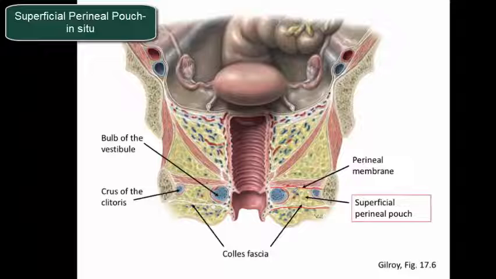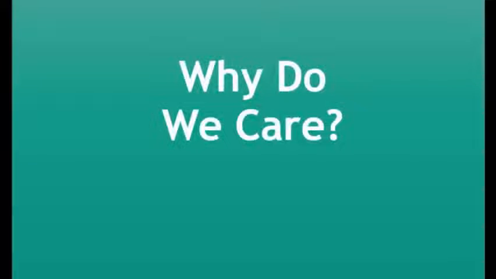Also notice some of the contents of the female superficial pouch, including the bulb of the vestibule and the crus of the clitoris. Now this all makes sense because we can describe the perineal membrane as providing an anchor from which the external genitalia can hang. And keep in mind this is true with the male as well. So why do we care?